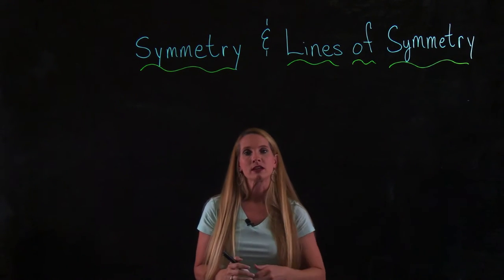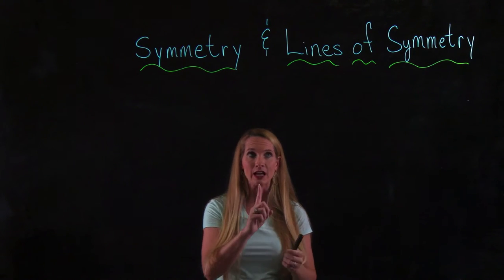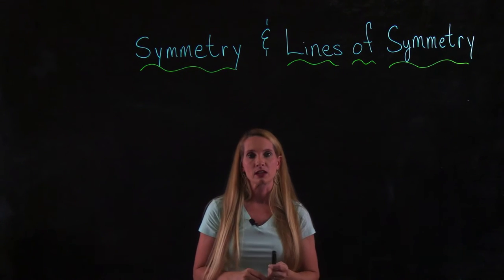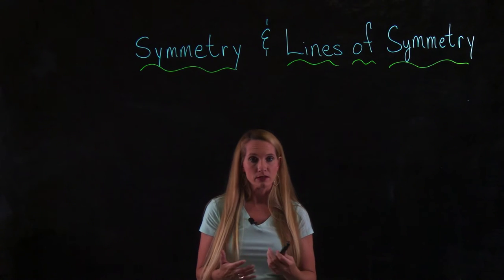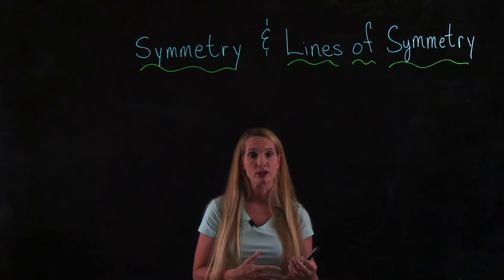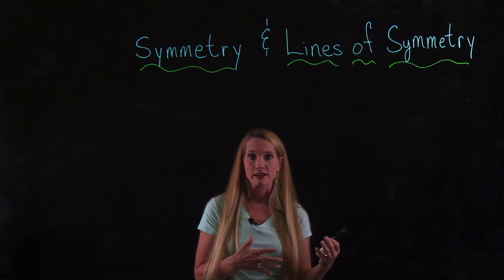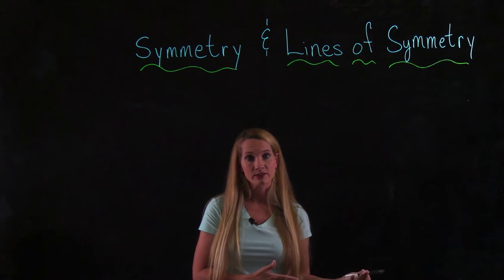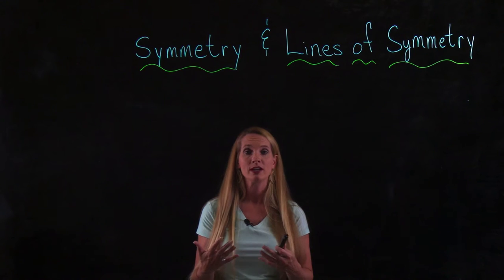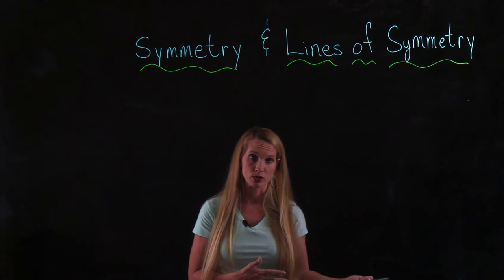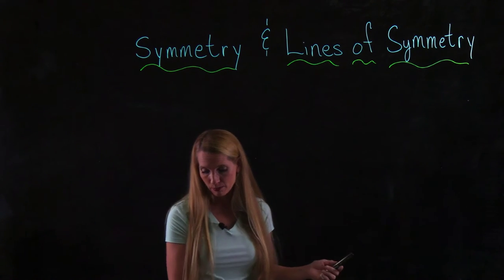So most things only have one line of symmetry to say that it's symmetrical, but other objects can have more than one. So we're going to look at some things that may have a line of symmetry, may not have a line of symmetry, and may have more than one line of symmetry. So let's look at some examples.